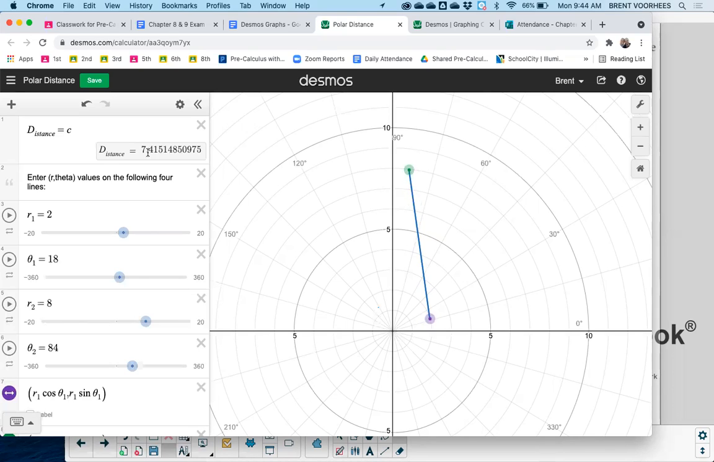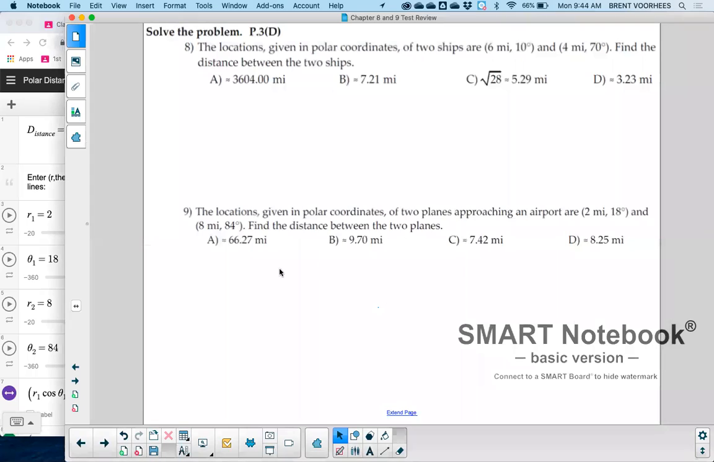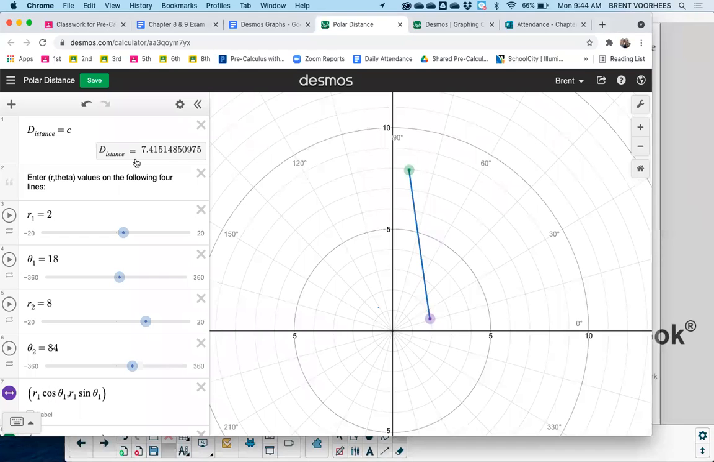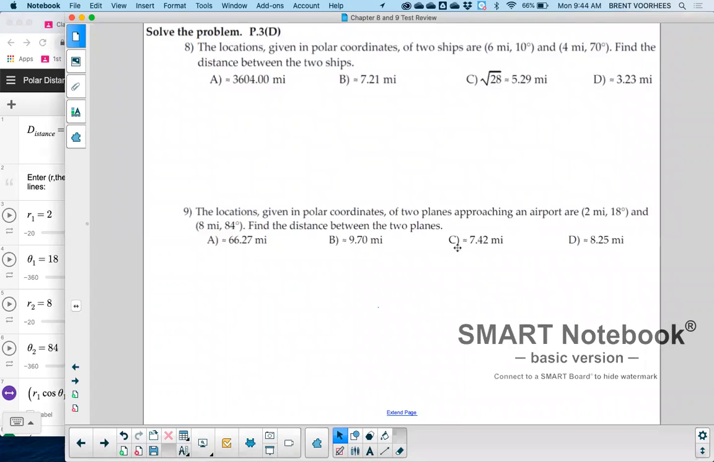So anyways, the distance on this one would be 7.41. Or I guess I rounded improperly. So it would be C. 7.415, which would round to 7.4142. So the answer would be C here. Any questions over polar distance?